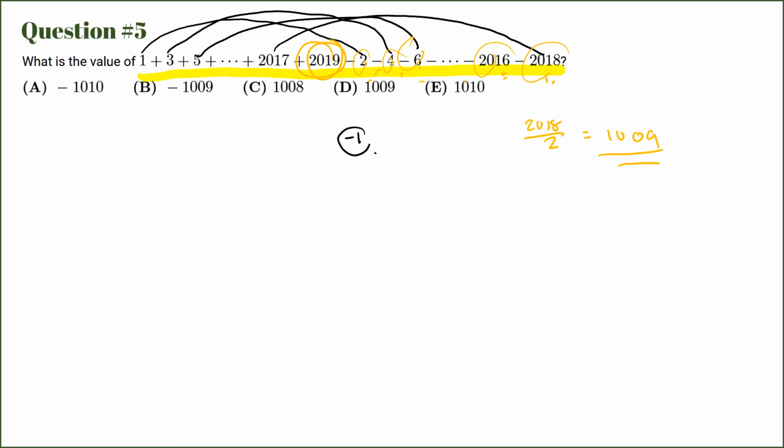So that would be negative 1009. And then you add positive 2019 to that, so plus 2019. So the sum would be 1010, and that would be E.